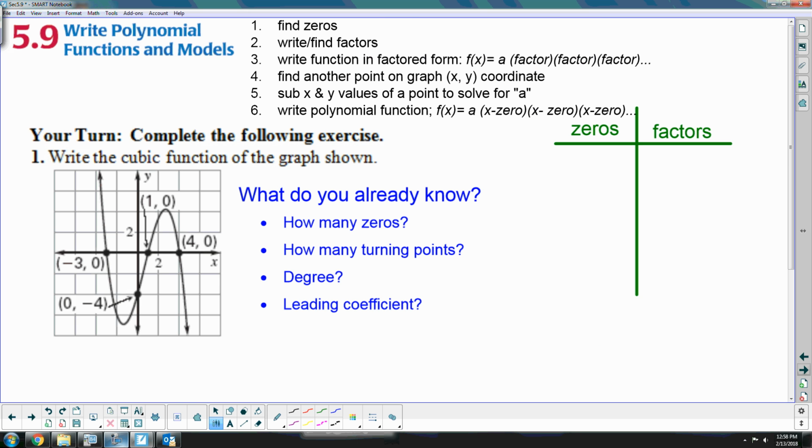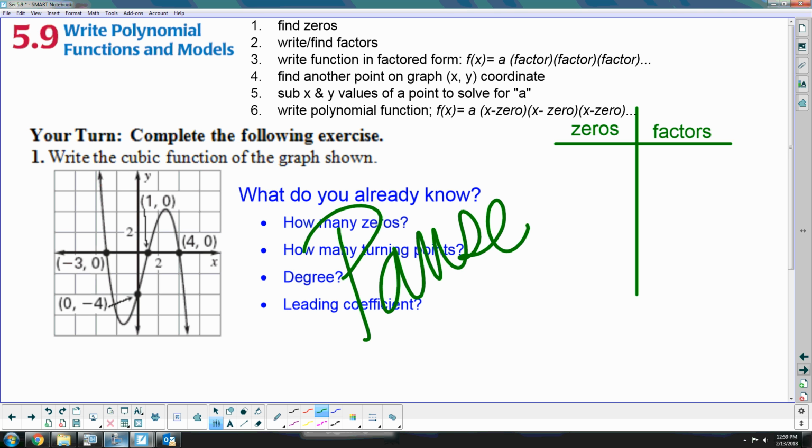All right, let's look at one on your own. For this one, I want you to pause the video while you work, and then you can unpause for the solutions. So follow those 6 steps: find your zeros, write the factors, write it in factored form, find another point, and substitute that point for x and y so you can solve for a. Then write your polynomial function.